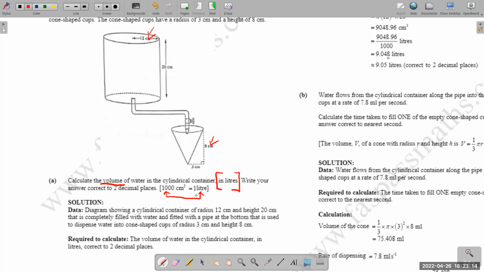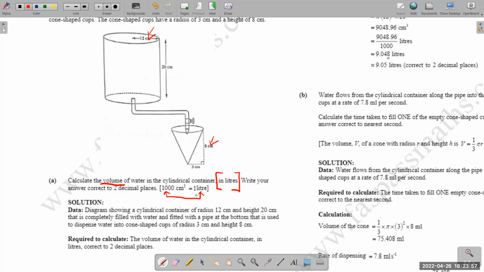Now, because they ask us for time, what do you think we're going to need to do for this formula? Shouldn't we transpose this formula to find how to calculate time? And you see why I did this even before I calculated anything? We always generate the formula first. Rate is equal to volume over time. And we know the units for volume are milliliters and the units for time are seconds.